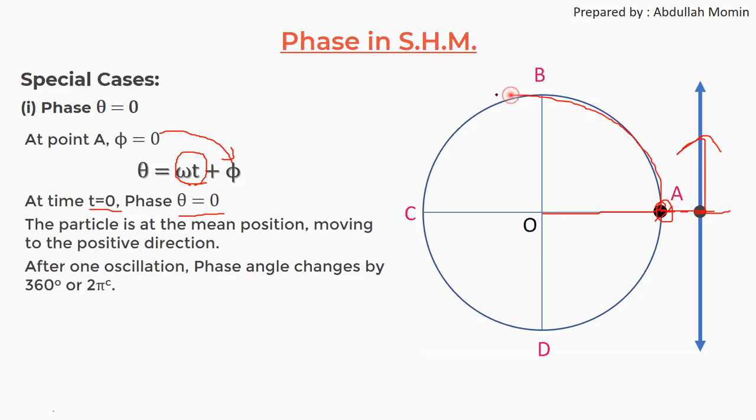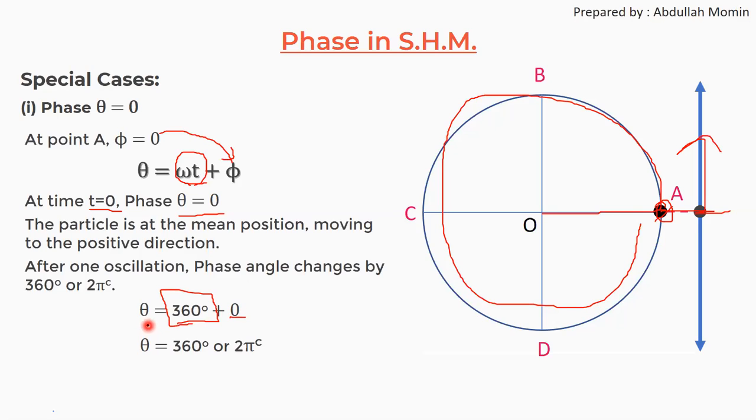After one oscillation, when it completes one revolution, its phase angle changes by 360 degree or 2 pi radian. So after time t, the angle covered is 360 degree and initially it is making the angle 0. So we'll say that the phase is 360 degree or 2 pi radian.